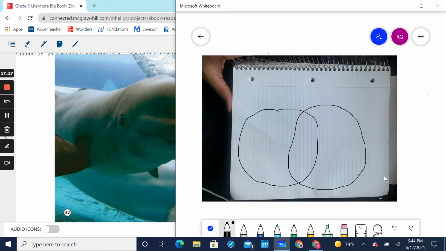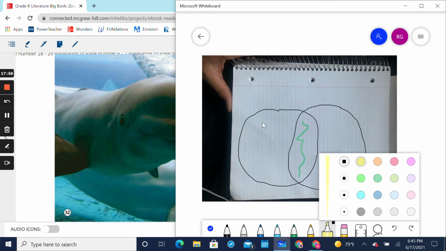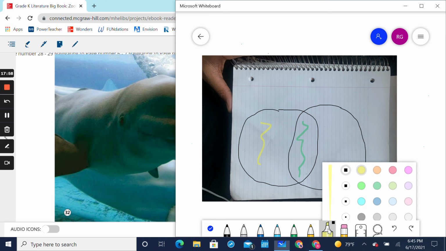Now, what we have just made is called a Venn diagram. Could you say that with me? Venn diagram. And a Venn diagram is a special type of chart or a special type of graphic organizer that helps us compare and contrast. It helps us figure out all the things that are the same, and it helps us figure out all the things that are different.